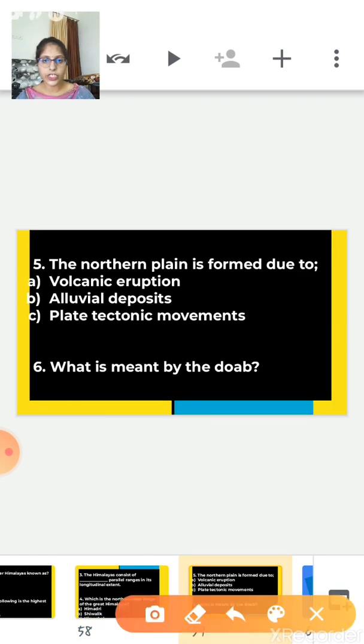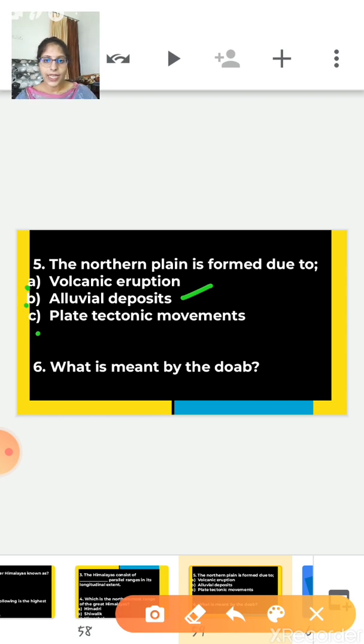Now the next question, the fifth: the northern plain is formed due to dash. The options are volcanic eruption, alluvial deposit, and plate tectonic movement. So now just tell me how the northern plain was formed. The northern plain is formed due to deposition of alluvial soil.